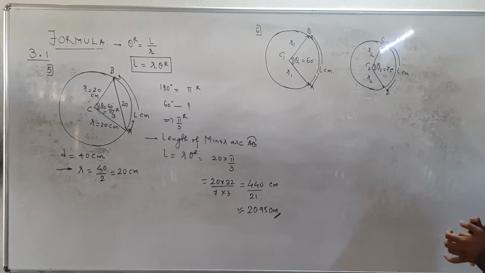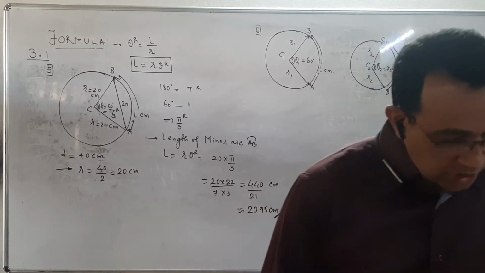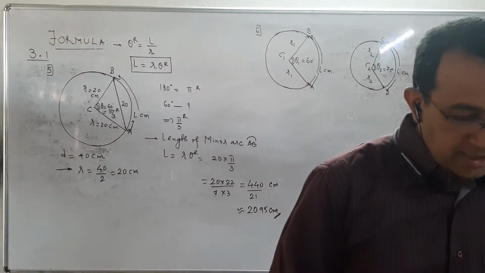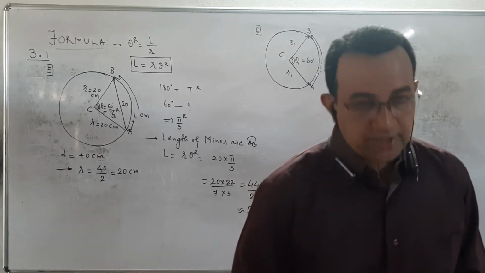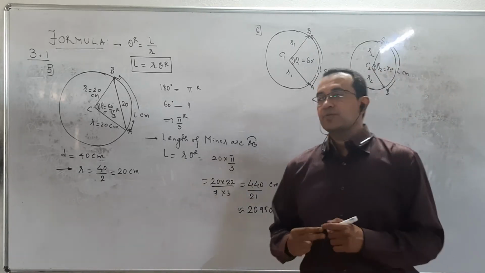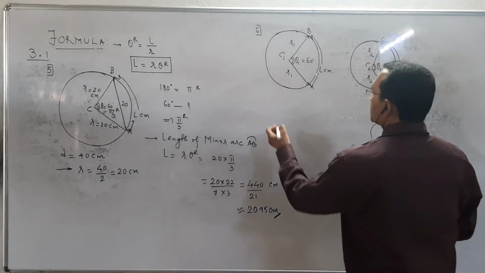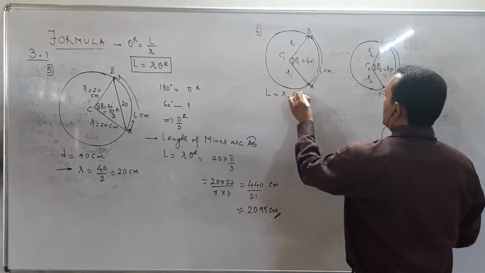Now, what is our question? In two circles, arcs of the same length subtend angles 60 degree and 75 degree at the center. Students, find the ratio of their radii. It means I need to find the ratio R1 to R2. Now arc length L is equal to R1 theta 1 radian.